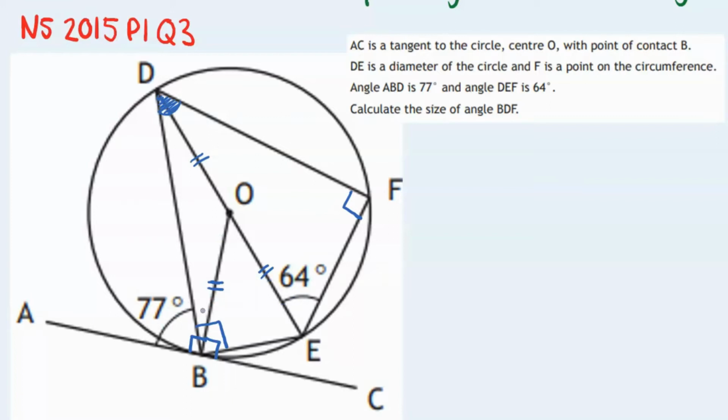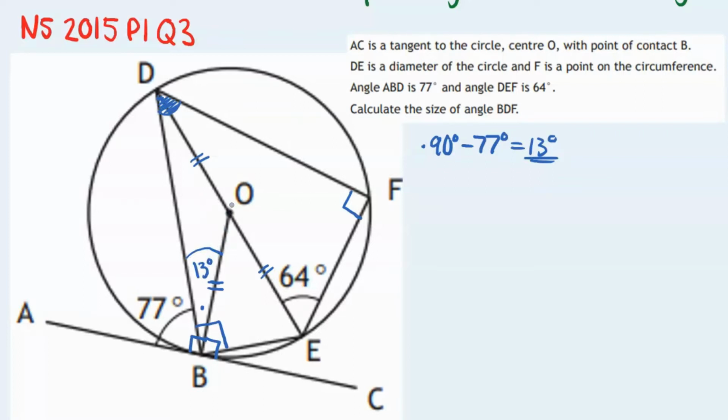So let's look at this angle here, next to the 77 degrees. Now, because we have a tangent and we have a perpendicular line, we know it's 90 degrees. We can say it will be 90 degrees, take away 77 degrees, and that will give us a small angle of 13 degrees in that wee slot there. So it's going to be 13 degrees, just like that.